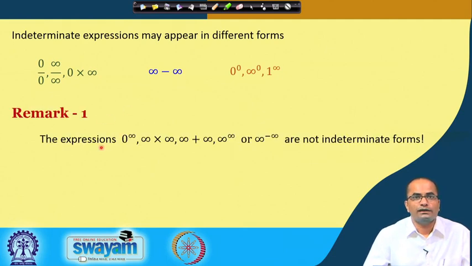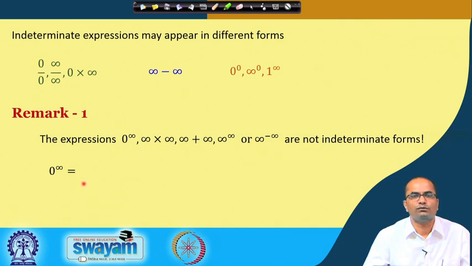There is a remark here that there are expressions different from these indeterminate forms, for example 0 power infinity, infinity into infinity, infinity plus infinity, infinity power infinity or infinity power minus infinity. Note that these forms are not indeterminate forms, and we can directly find the value of these expressions.